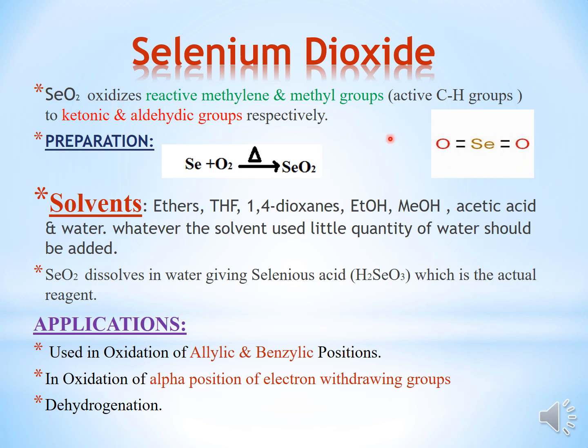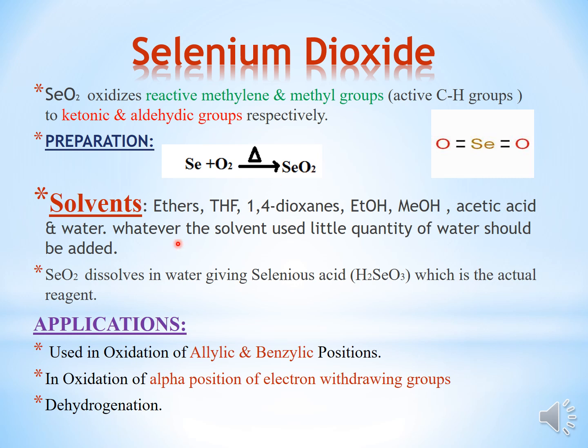That will be the structure, and what it basically does is oxidize the reactive methylene group up to the ketones or the aldehydic forms, respectively. Moving on to the preparation: we take selenium in the presence of air, that is oxygen. Upon heating, you will end up with selenium dioxide.